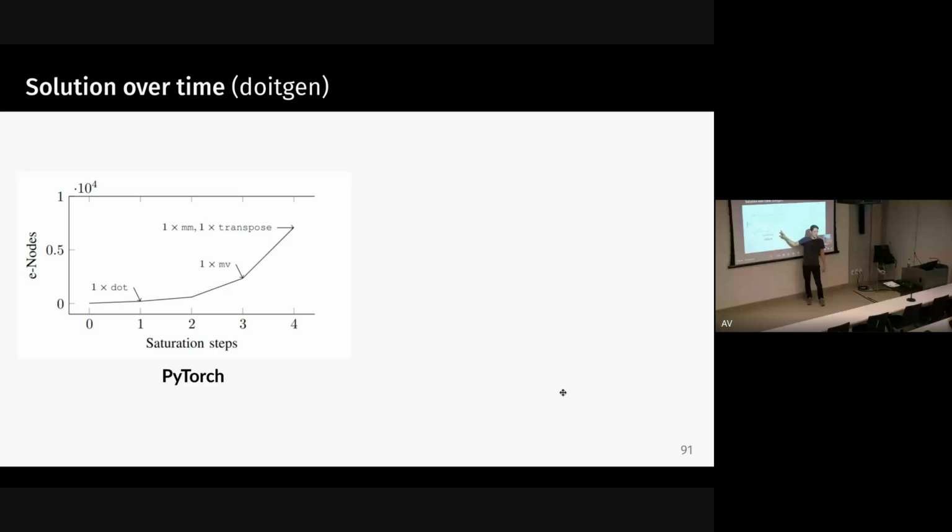Okay? And we actually have to stop after a while, because I think here this is after 3 hours of compute time of saturating. And this shows you here what solution we found. So remember, this was the example where we had a matrix multiply with a transpose. So if you just do 1 iteration, you only find a dot product. You won't find matrix multiply. 2 iterations, not any better. 3 iterations, you find a matrix vector multiplication in there. And finally, after 4 iterations, you find the solution that you're looking for.